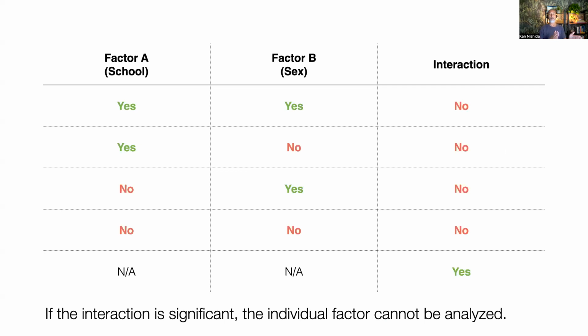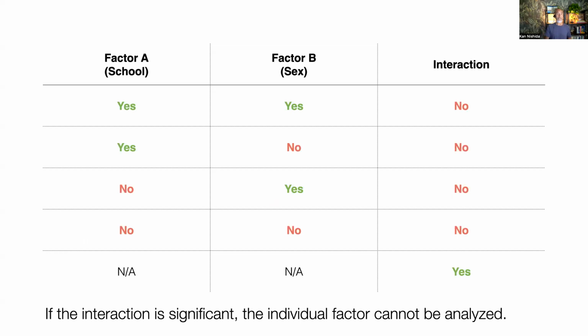Okay, so you can expect this kind of result. Factor A, factor B, or variable A, variable B; in this case, school and sex. Both of them are yes, which means both of them are significant, but there's no interaction. Then you can just analyze how significant that is, what the effect size is, and maybe you can even do post-hoc analysis and so on, right?